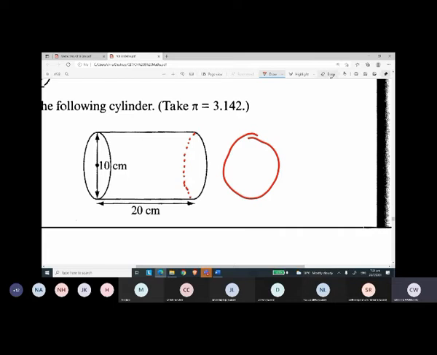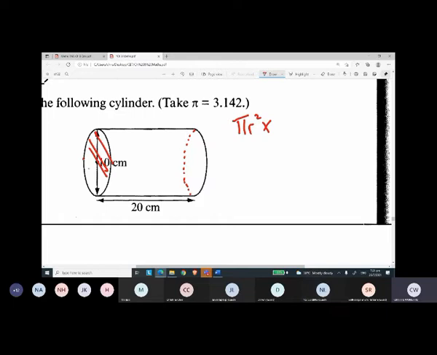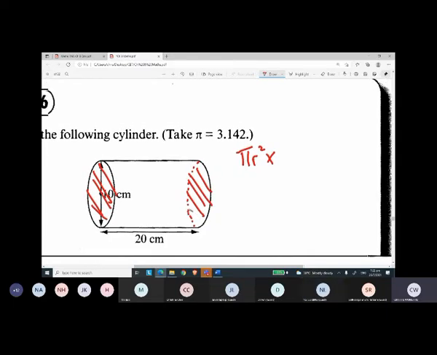Okay. Now, how do you find the area of one side? Pi times r squared, the area of a circle. Okay. How to find the volume? Times what? Times height, the length that is joining the two surfaces together. What is the length that's joining the two surfaces together? 20, isn't it? Right?